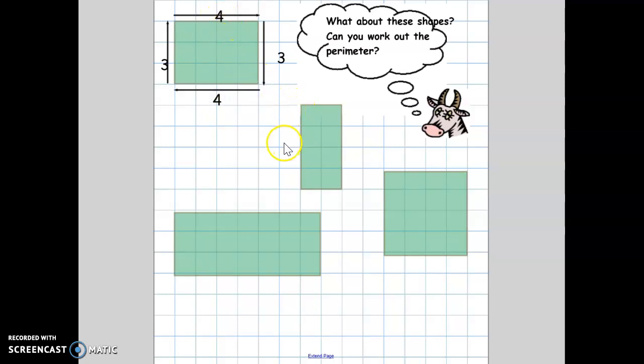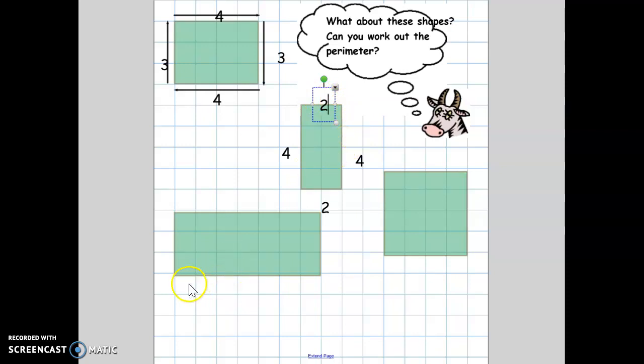Here, we've got a length of 4, another length of 4, a width of 2, and a width of 2. We could add them up sequentially by going round. 2 add 4 is 6, add another 2 is 8, add another 4 is 12. Or we could add our 2 4s to make 8 and our 2 2s to make 4 and add them together to make 12. So the length in total around the shape is 12, and if these were centimeters, we would say just 12 centimeters.